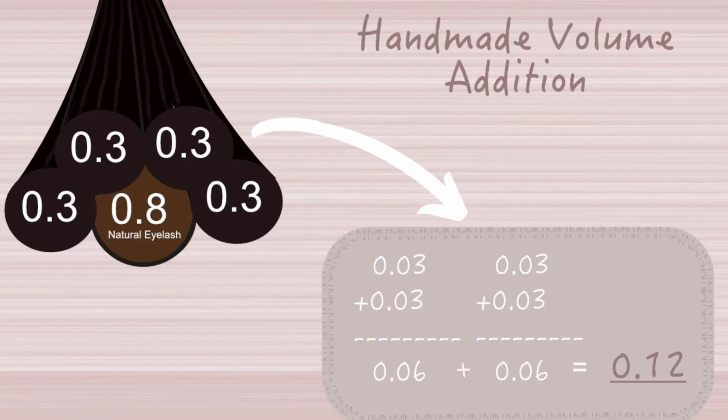When using volumes made by hand, as we mentioned in the previous episode, these go from anywhere from 2D to 10Ds. You want to make sure that you are not using a thickness more than 0.07, because for each extension that you add, you will be adding more weight to the natural lash. Basically, if you sum up all of those diameters, they will be a lot of weight for the natural lash. This is what we refer to when we are talking about maintaining or taking care of a healthy natural eyelash.